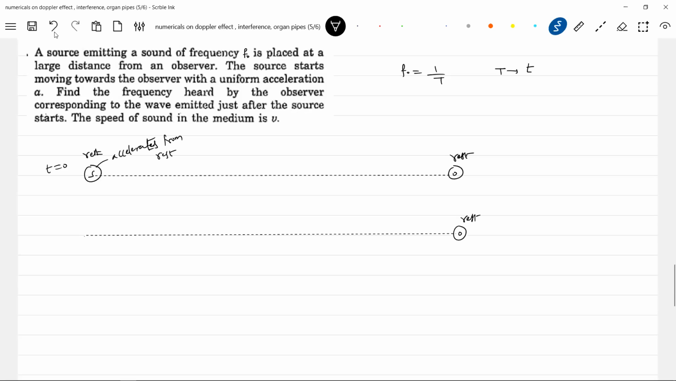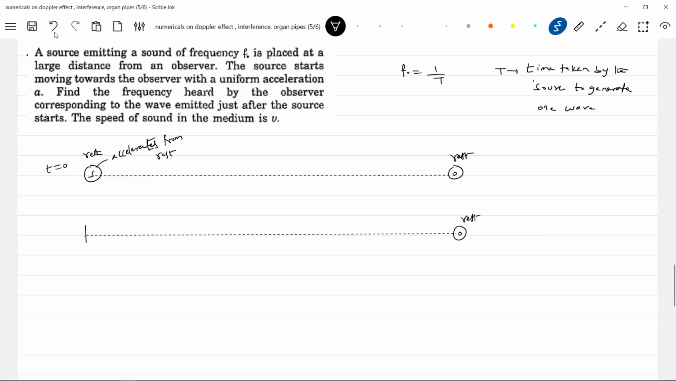Time taken by the source to generate one wave. I agree there's a time period, no? In that interval of time, what will happen to the source? The source will accelerate. By the time one wave is generated, what happens? It will acquire some speed.